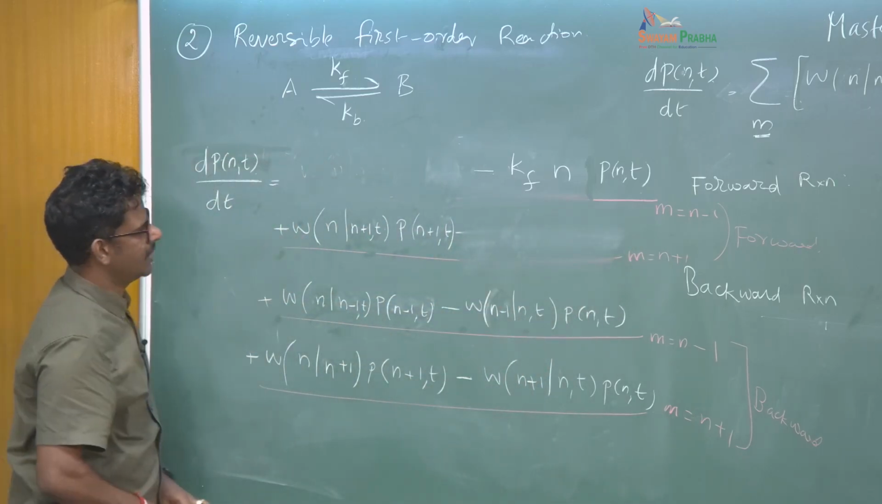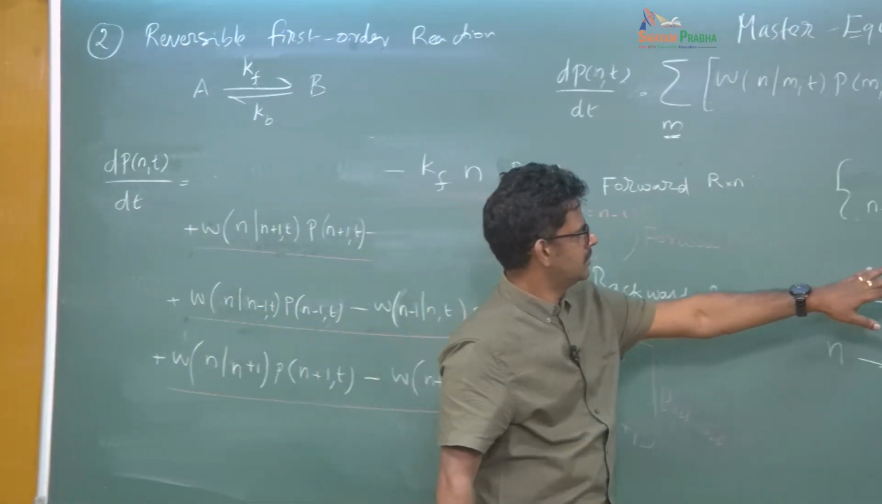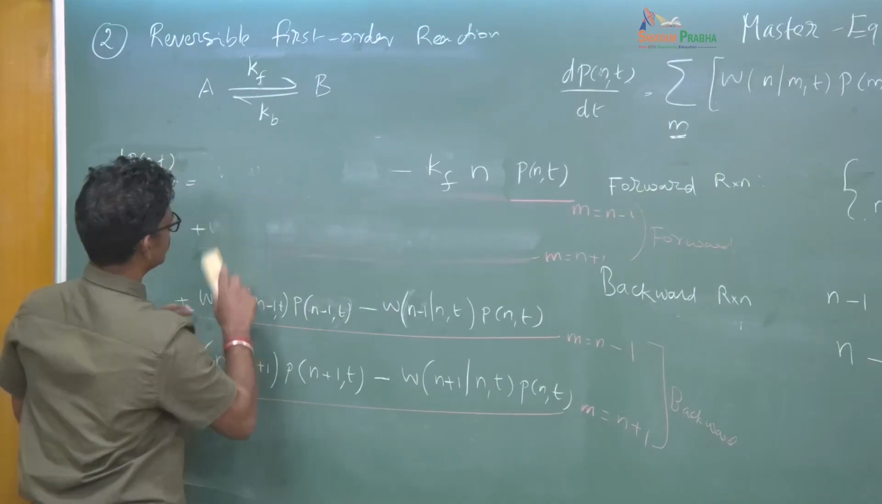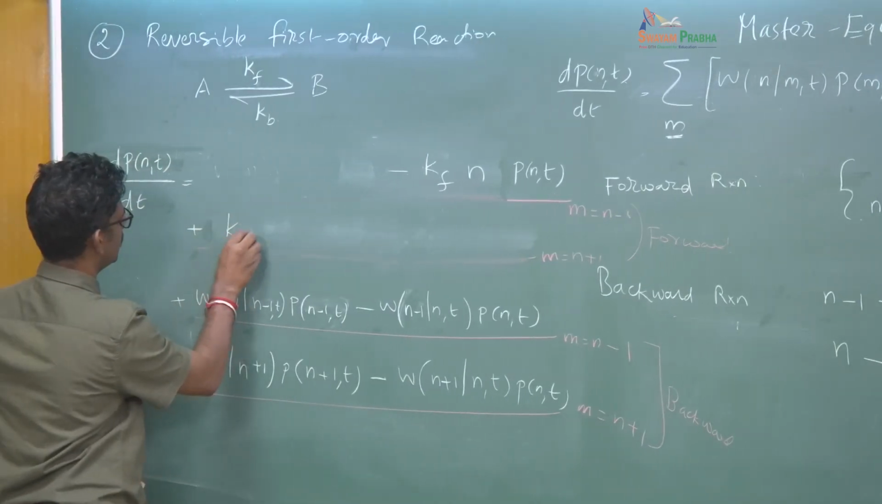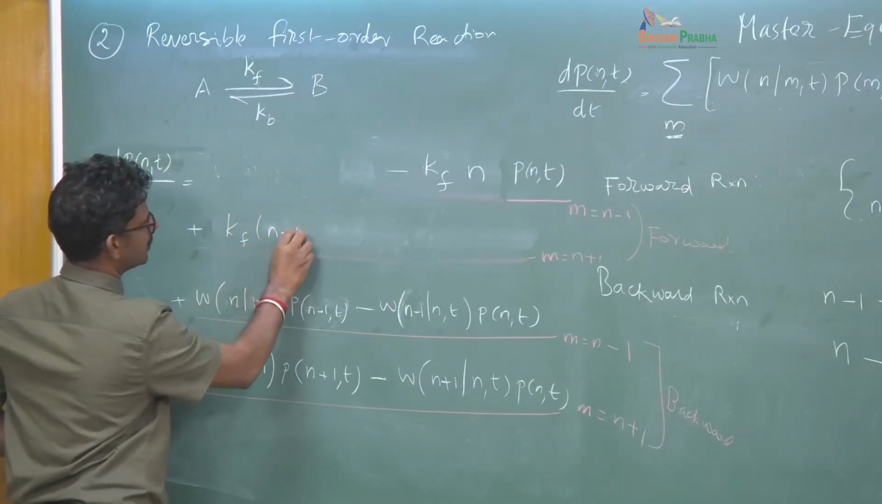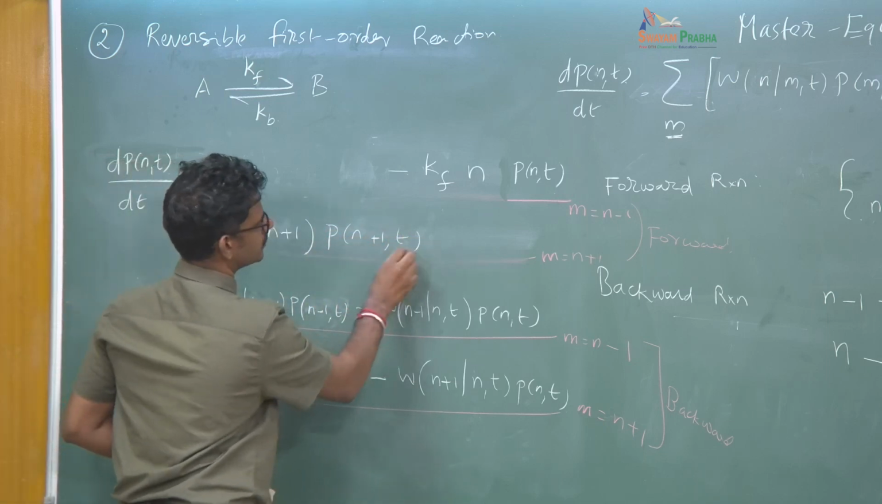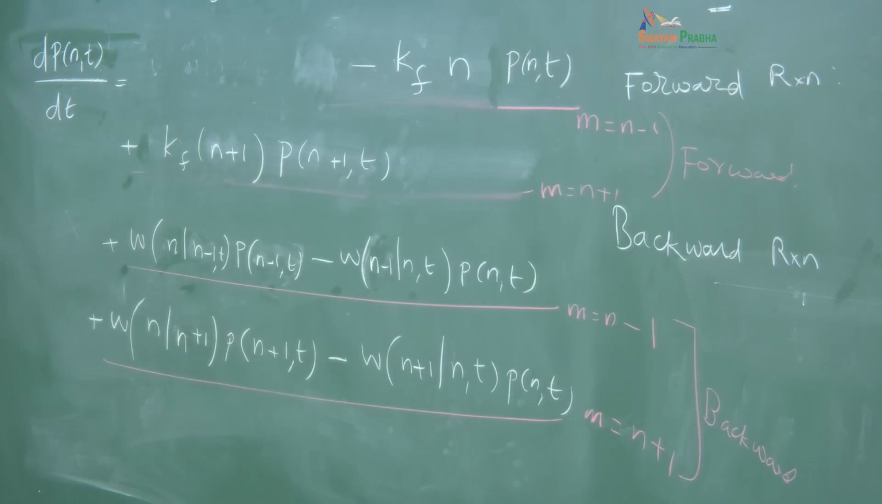And this one on the other hand is this, k of n plus 1, p of n plus 1 comma t. Okay, so what we are saying is we identify all the intermediate states affecting the process, substitute all that, and then see which ones are actually going to survive and which ones are not.